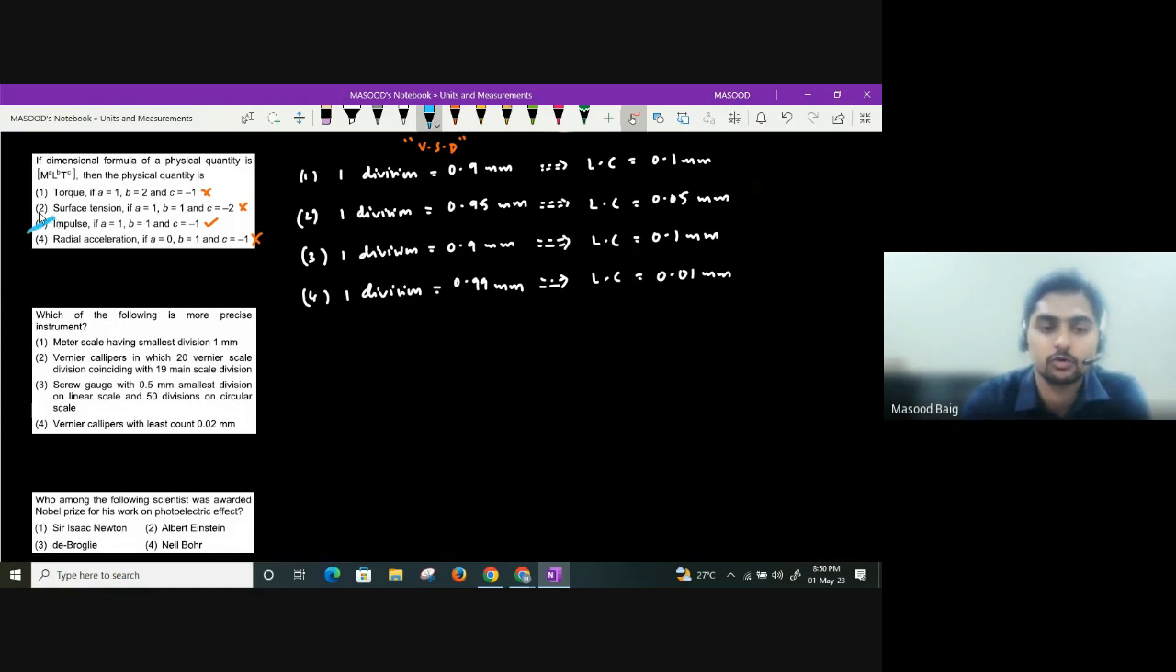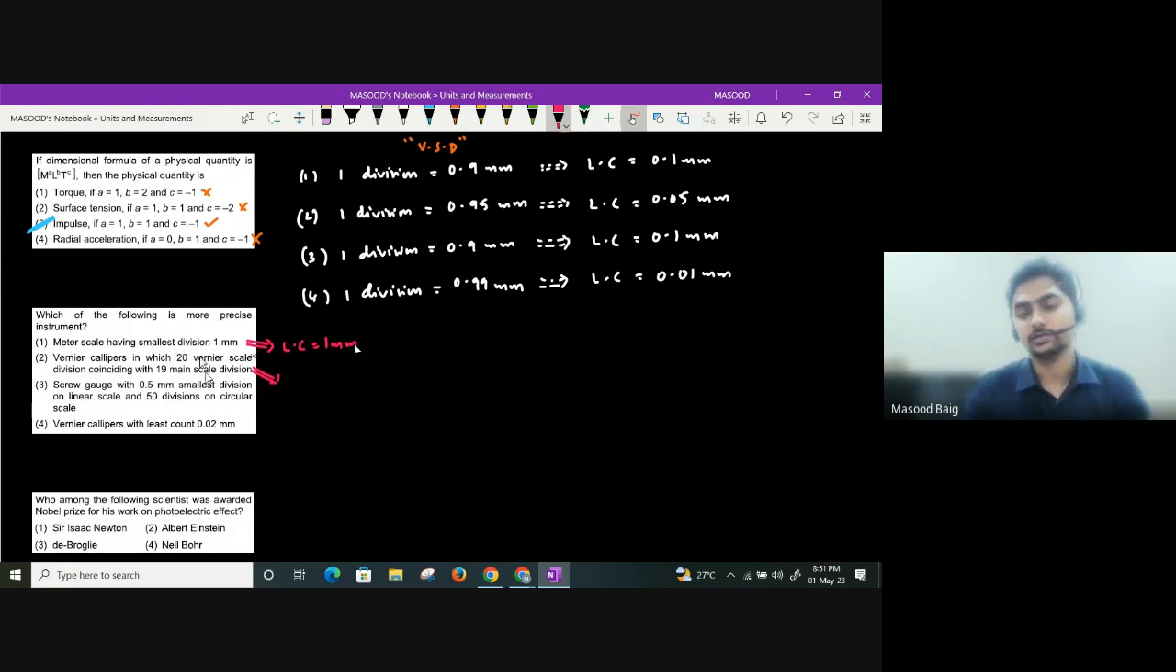Which of the following is a more precise instrument, it seems? Which one will be more precise, guys? Whichever has a lesser least count will be more precise. Okay. So what is the situation here? Meter scale has smallest division of 1 mm. Always remember the meaning of least count, right? It is the smallest value that can be directly taken from a measuring instrument. So smallest division is 1 mm means the least count of the main scale of the meter scale here is 1 mm.